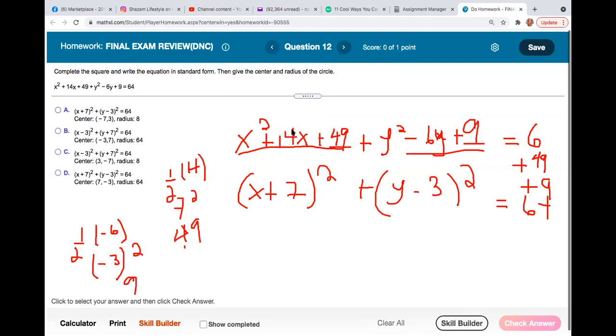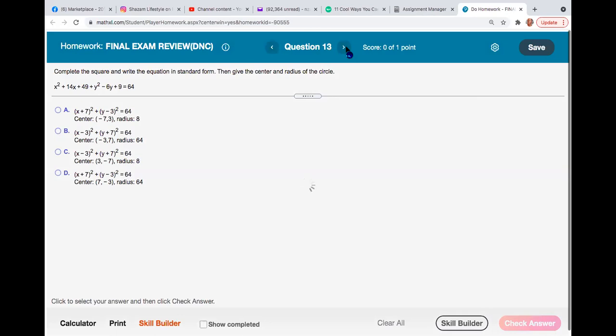Wait a minute, that's positive 14. Half of positive 14 is 7. Let me see which one has 7. This one has positive 7. This one has positive 7. The other ones, they do, but it's not with the x. You see what I'm saying? Common sense, guys. Use some good old-fashioned common sense. It's multiple choice after all.